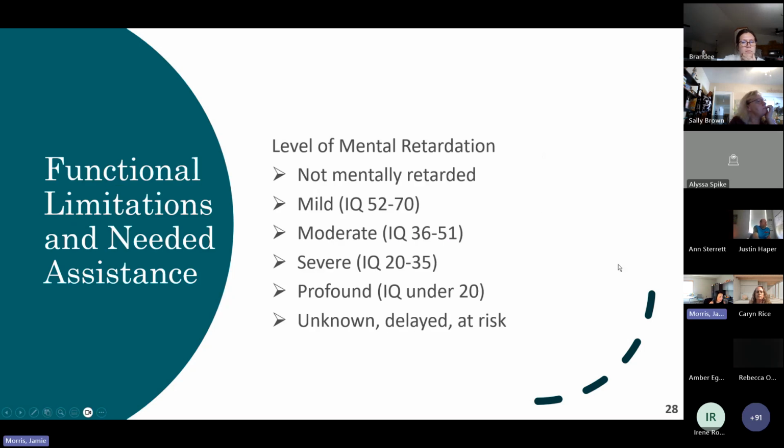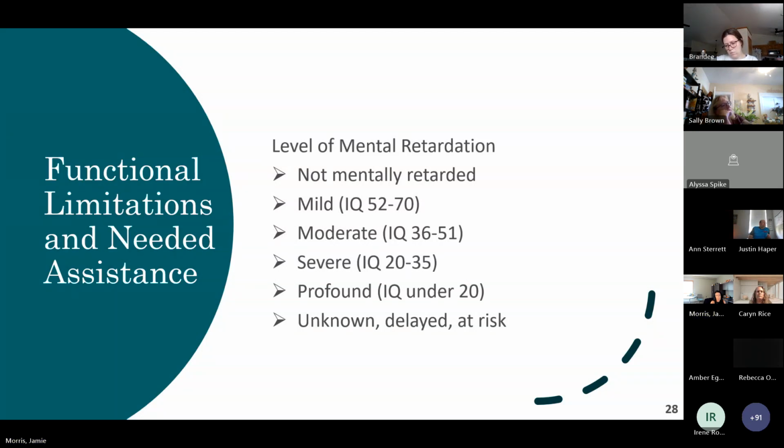All right, so now we are on the last section for today, which is section C, the functional limitations and needed assistance. The first one we're going to talk about is the level of MR, level of mental retardation. We're only choosing one. In order for one of these to be chosen, it has to have been either the primary or the additional diagnosed condition. Otherwise, our CompuScore will not score that.